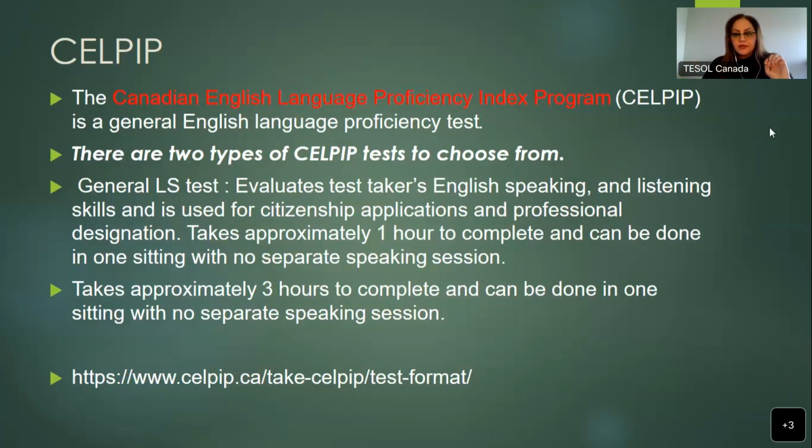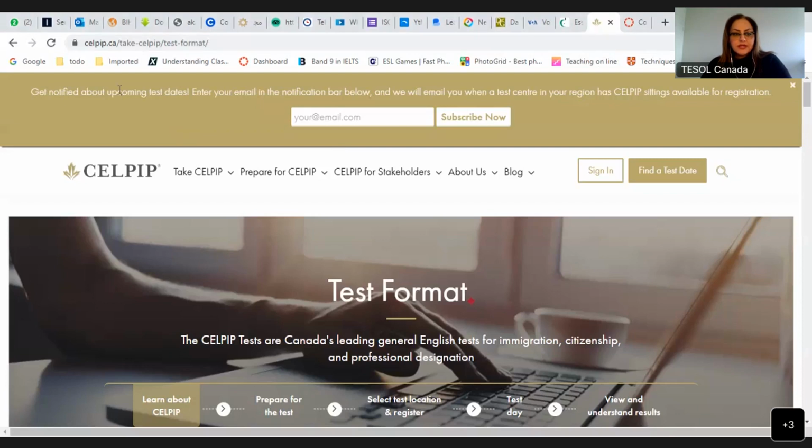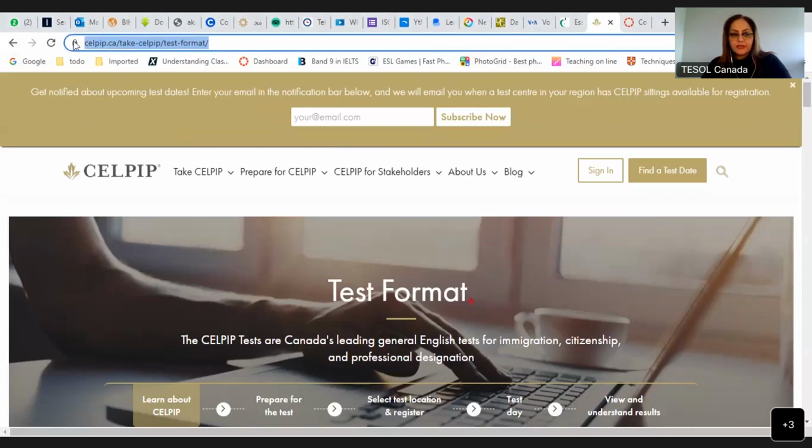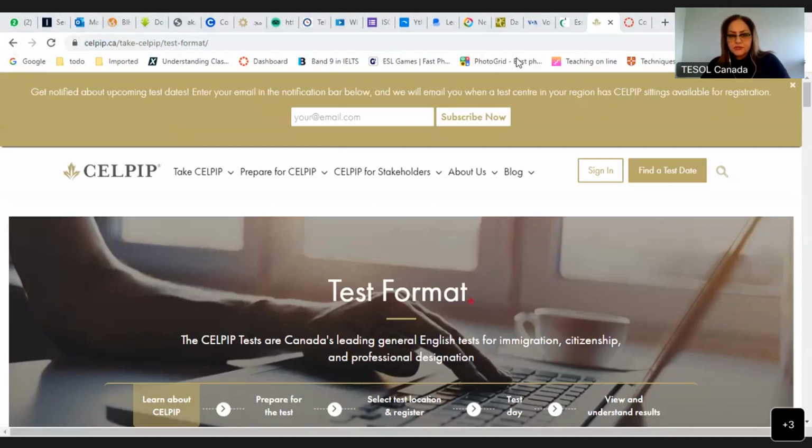Okay, give me a minute. I can share the sample with you guys. So here's a site where you can see everything. The link is here, celpip.ca, the format. I can share it in the chat box with you guys. I put the link in the chat box. Have you received it? Yeah. Good. So when you open it, there are different parts.